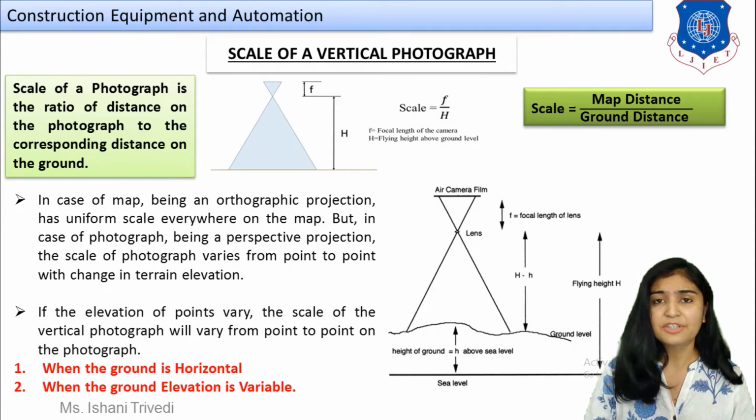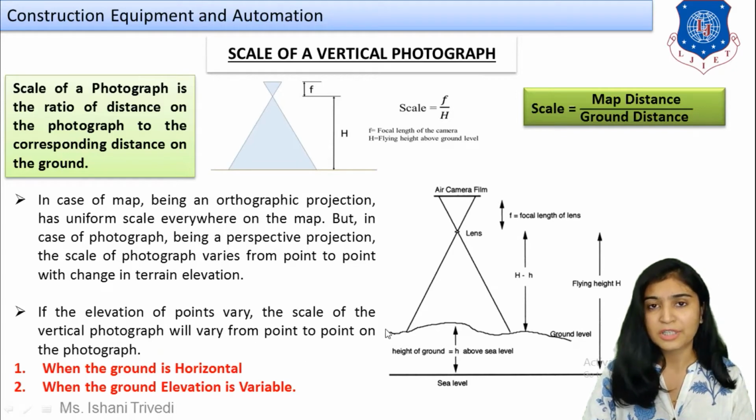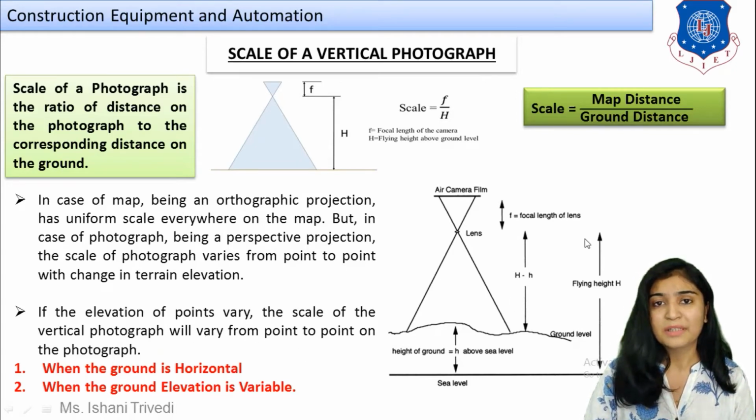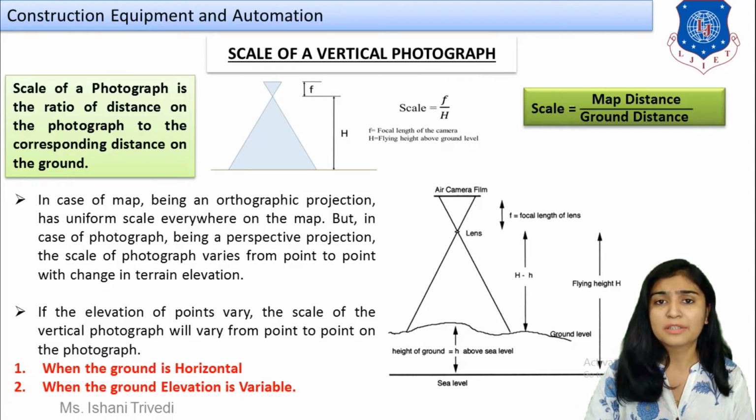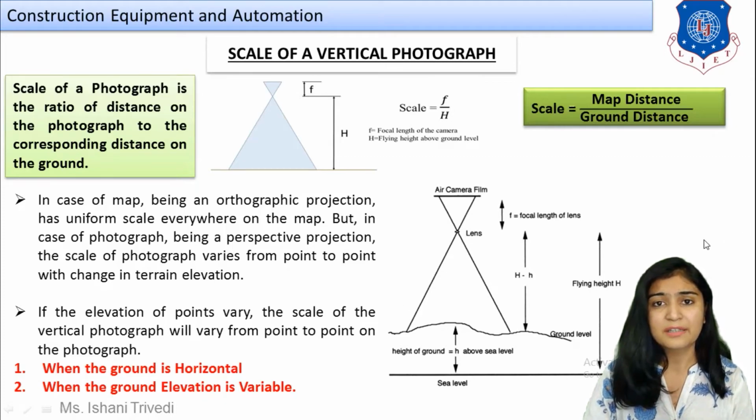Now, if the elevation of the points varies, which we saw over here, the scale of the vertical photograph will vary from point to point on the photograph. That is why we are using capital H minus small h, which will give you the scale of the vertical photograph. Now, mark students, this can also be done for the oblique photograph as well. You can find out the scale by considering various cases in a similar manner. What will happen there is, the optical axis will not be properly vertical, it will be oblique, it will have some angle of tilt. That is why you are going to consider various cases.